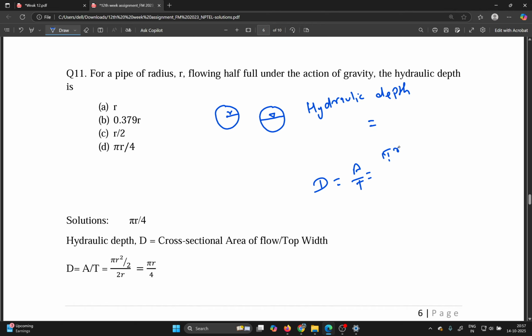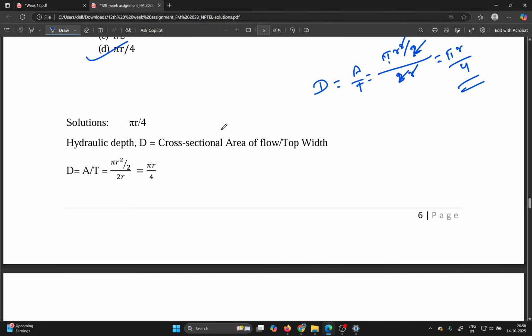Pi r square is the full circle area, divided by 2 for half circle area, divided by T, the top width. Top width is nothing but r and r, so 2r. So this is 2 and this will be divided by 2, so r will be cancelled out. So pi r by 4. This will be the correct answer. D option will be the correct here. Next one.